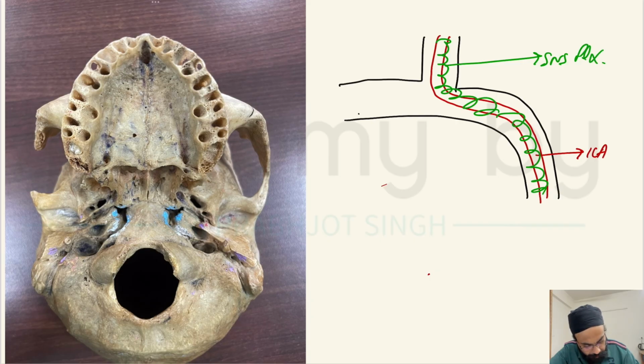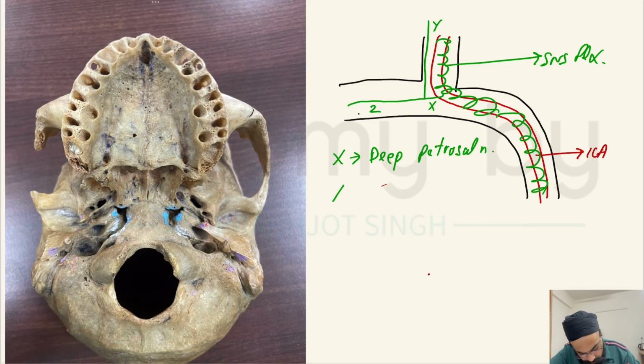SNS plexus is wrapped on it. This SNS plexus gives off a nerve, nerve X. A nerve Y is coming from the cranial cavity, and finally they form the nerve Z. Let's call this nerve X. So nerve X is the deep petrosal nerve. Nerve Y is the greater petrosal nerve. Yes, एक लesser भी होती है.